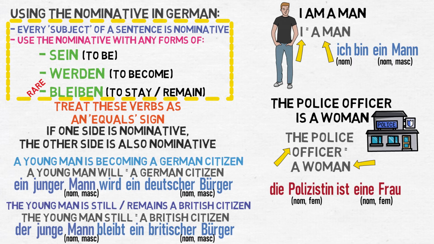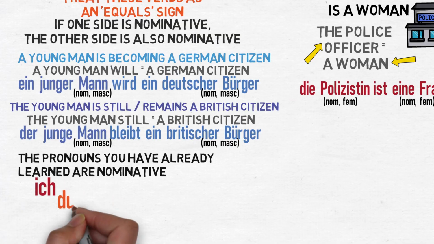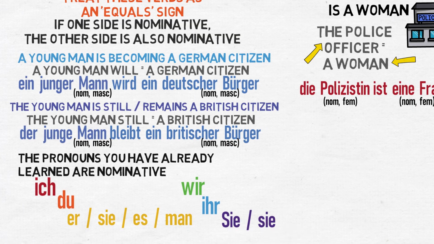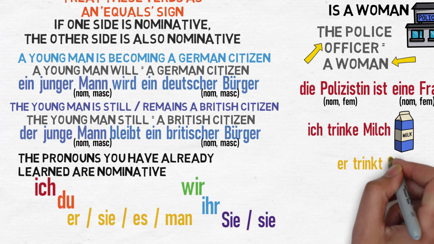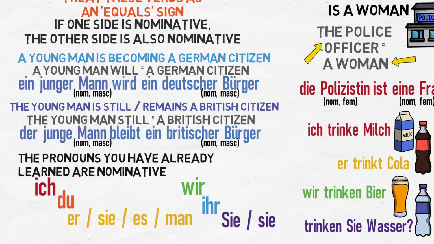It's also worth noting that all the pronouns you've learned at this point, ich, du, er, sie, es, man, wir, ihr, sie and Sie, are all nominative. So if any of these, commonly referred to as subject pronouns, are the subject of the sentence, you use them in the form we've already learned. For example, ich trinke Milch, er trinkt Cola, wir trinken Bier, trinken Sie Wasser?